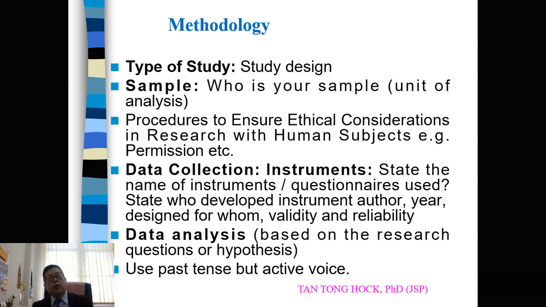Okay, so normally in research methodology, you have to state your study design, and then your sample, and then the procedure for ensuring ethical considerations in research with human subjects, and your data collection. State the name of the instrument you have used, the questionnaire you use, and who developed the instrument: the author, year, designed by whom, and also the validity and reliability you need to carry out. In data analysis, based on the research question or hypothesis, you have to state what type of data analysis you have gone through, whether quantitative or qualitative. You can use past tense but active voice.